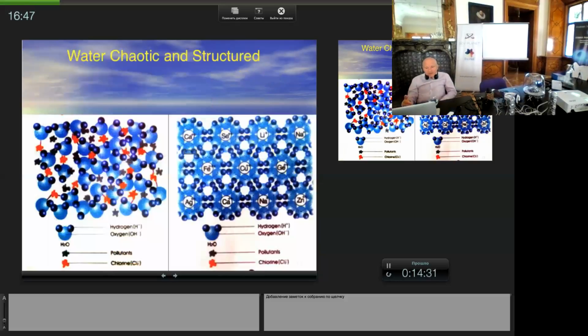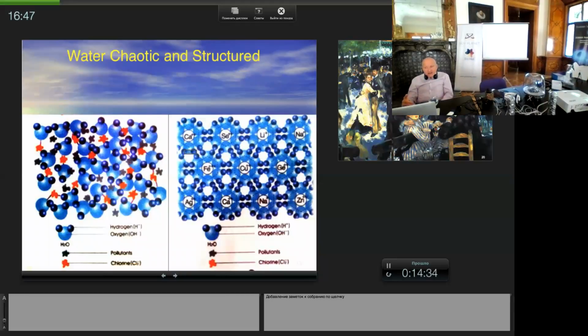From their description, it comes that water may create areas where all water molecules are in resonance. So they named it coherent domains. You know that ordinary water is in a chaotic state. All molecules move, they have their own frequencies. But under some conditions, areas of water can organize and have resonance.